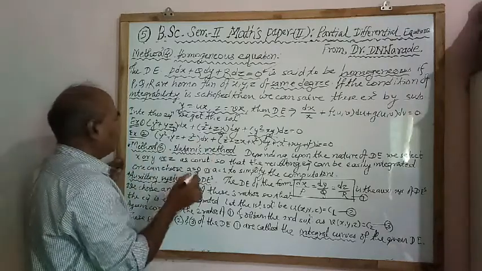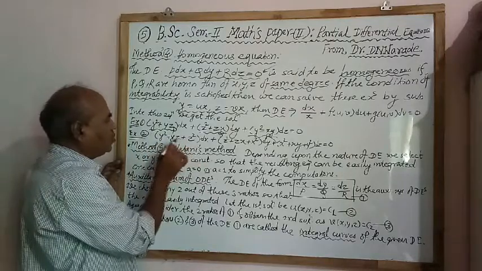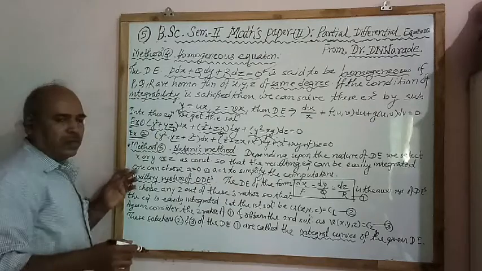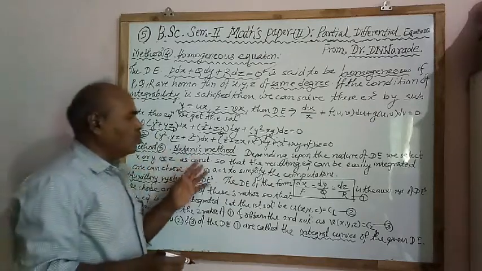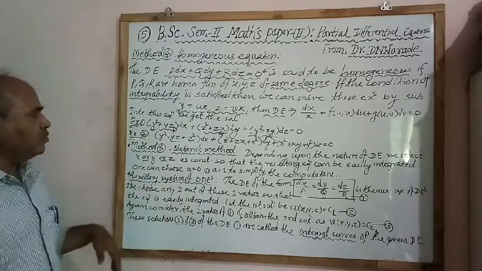Therefore it is homogeneous. In the second example also, this term has degree 2. Therefore p, q, r are functions of the same degree 2. Therefore these are examples of homogeneous equations.